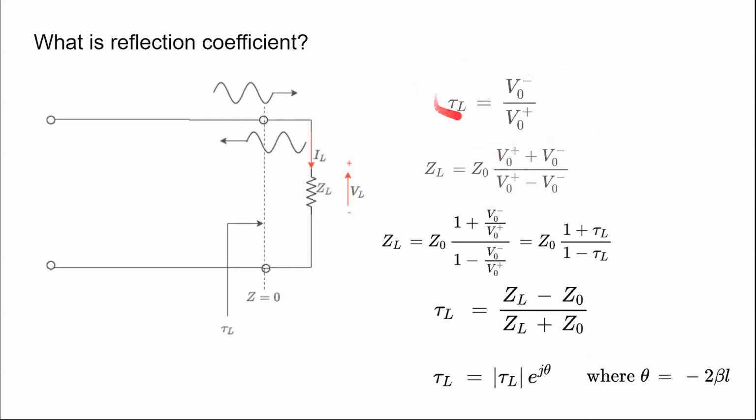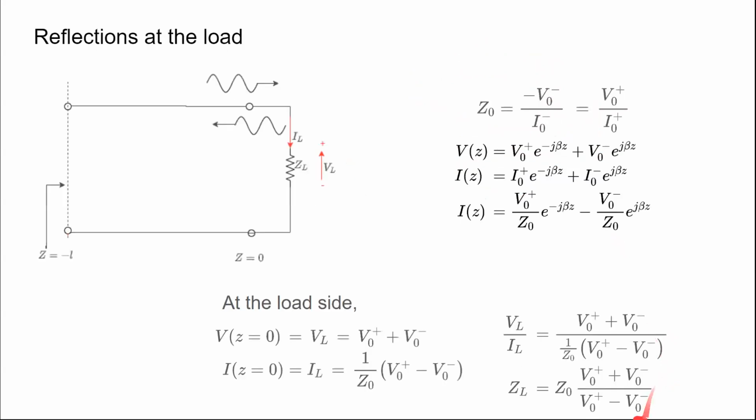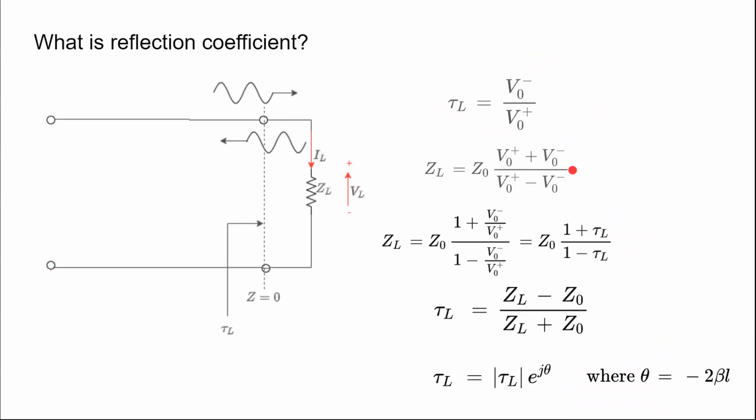Next we consider the reflection coefficient, which we denote as tau L. Tau L is equal to V naught minus divided by V naught plus. We try to form this in the previous equation, where we have V naught minus on top. We can divide all the terms in this fraction by V naught plus, so we get 1 plus V naught minus over V naught plus, divided by 1 minus V naught minus over V naught plus. Substituting tau L into this ratio, we get 1 plus tau L divided by 1 minus tau L is equal to ZL. So we have now found this equation, which is a simplification of the previous equation regarding the impedance of the load and the characteristic impedance of the line.